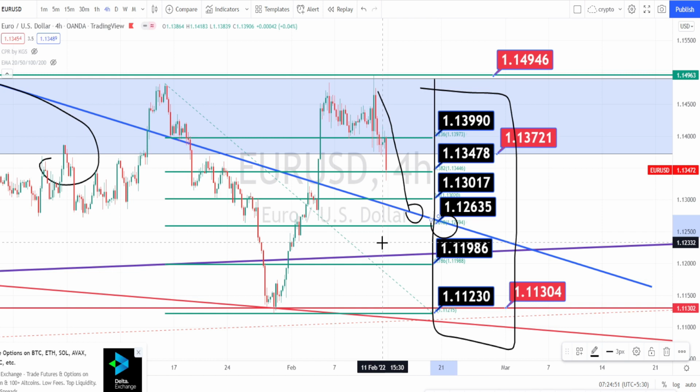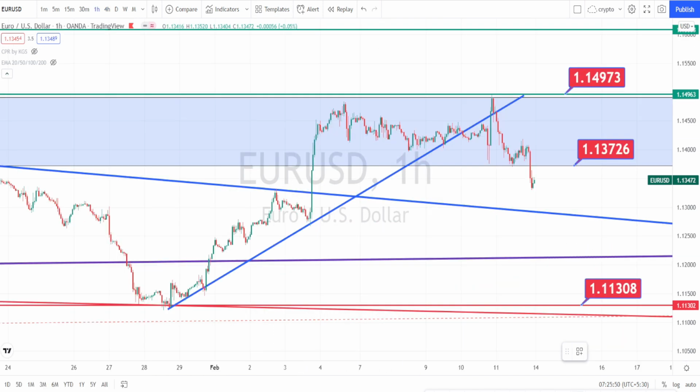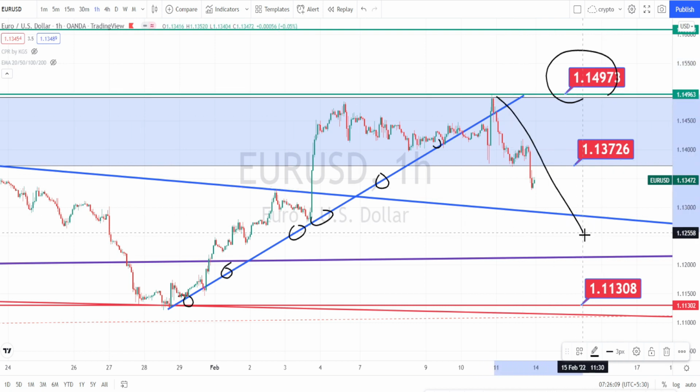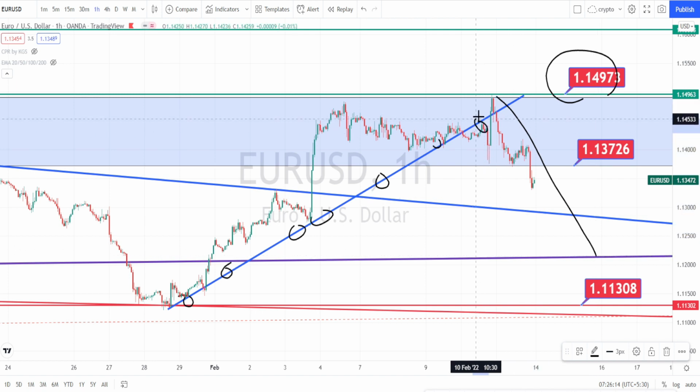Let us do the analysis in the hourly time frame. I am in the hourly time frame now. When we look at the price action in the hourly time frame, it was moving in a very nice bullish trend, taking support on this trend line or the support line, and found resistance at the level of 1.14. Currently the price action is in a very nice trend reversal or in a retracement. It has broken this trend line also, so we can expect a further fall.